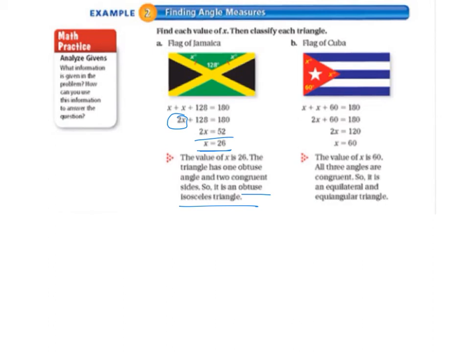Letter B, the flag of Cuba. It has two x's and one 60. So again, we have an equation that has two x's plus 60 this time. So we combine our like terms to get 2x plus 60, and then we subtract 60 from both sides. So that gives us 2x equal to 120. So then we divide both sides by 2, and we get x equals 60. So the value of x is 60. All three angles are congruent, so it is an equilateral and equiangular triangle.